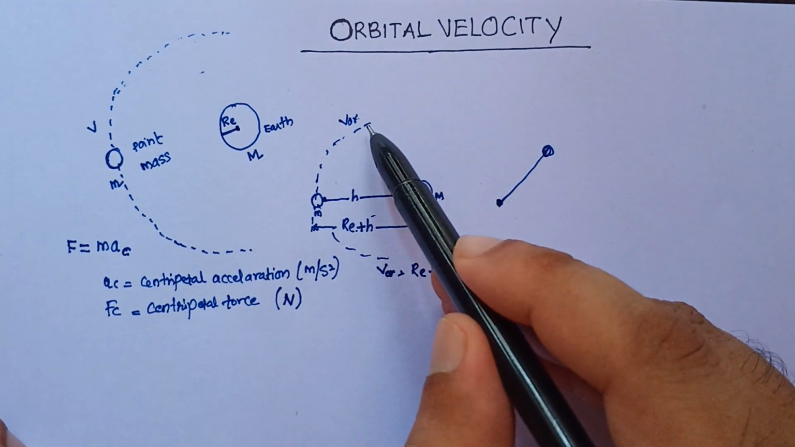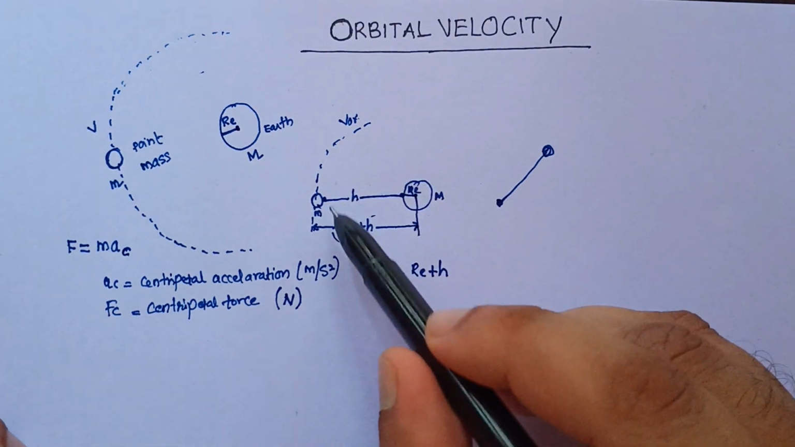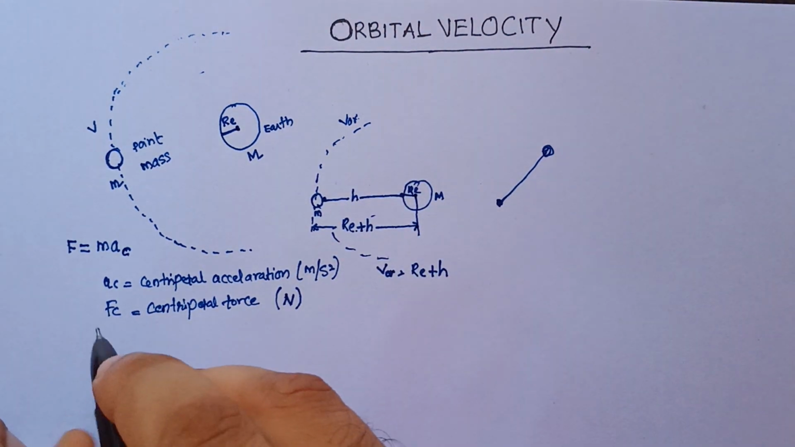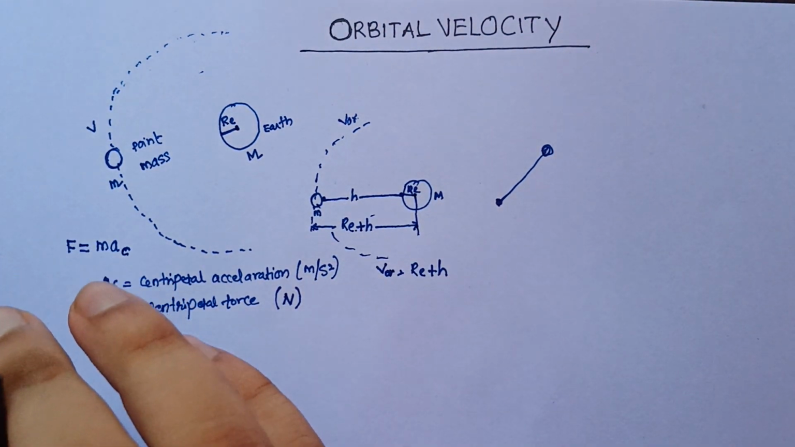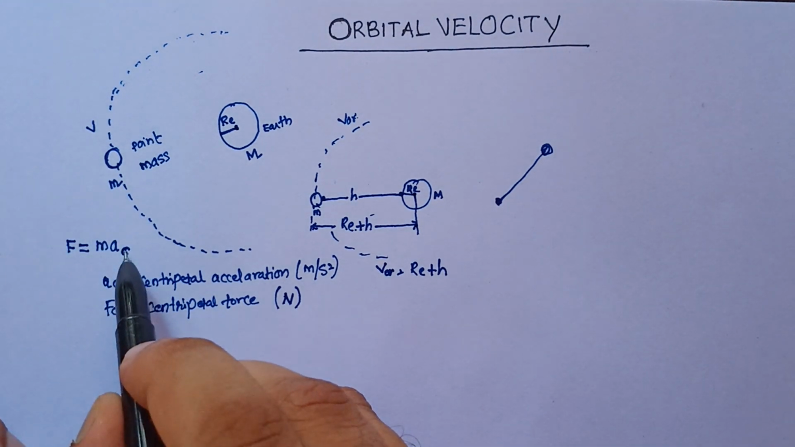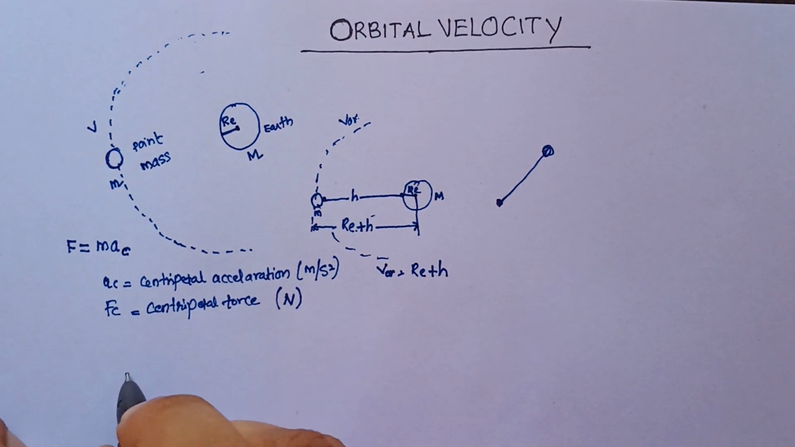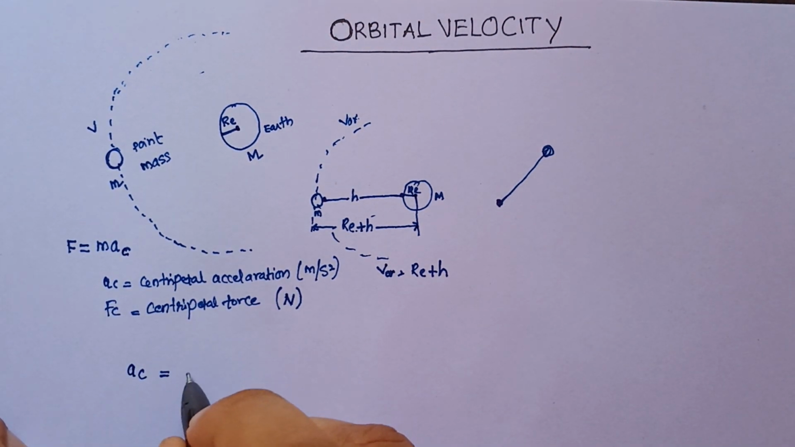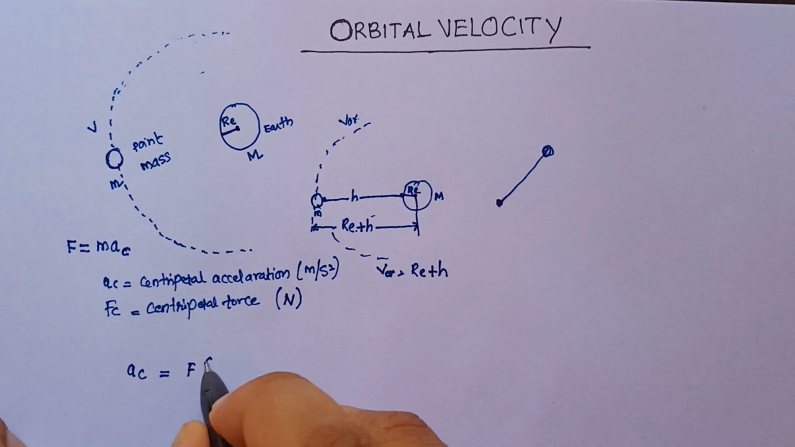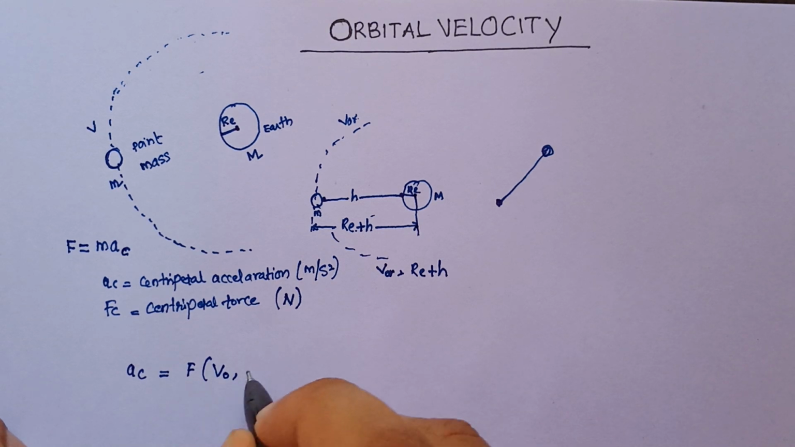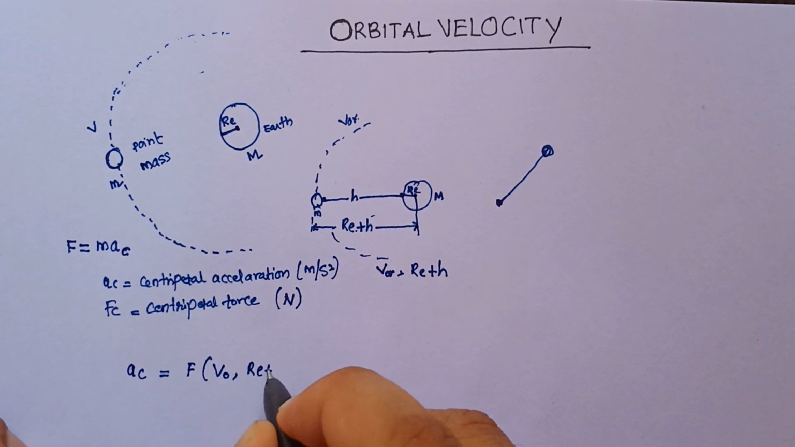So from this figure itself we can tell we have a centripetal force, and the associated acceleration term will be centripetal acceleration. So this acceleration quantity is a function of your orbital speed as well as the total distance.